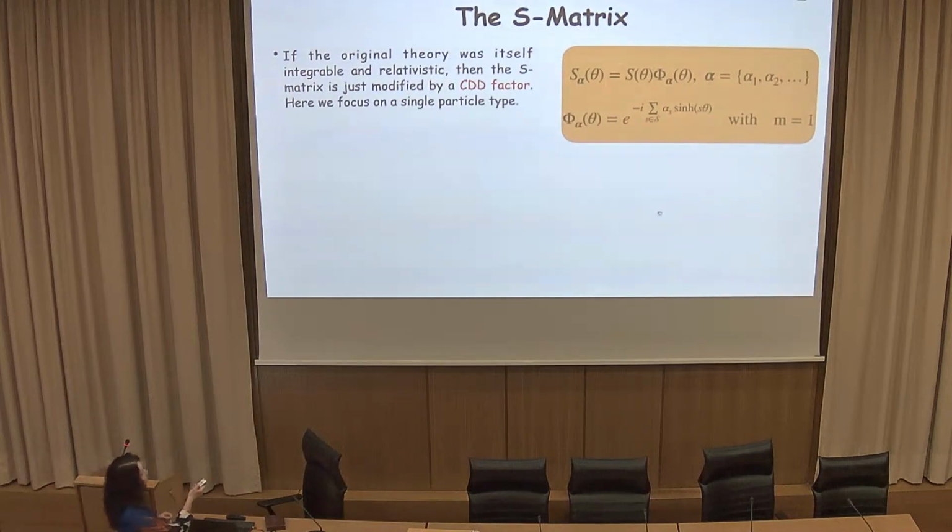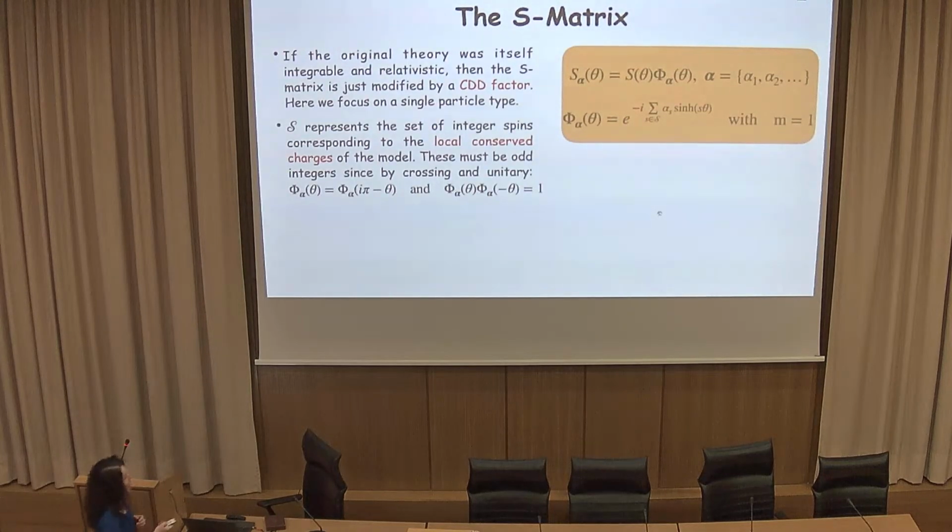So if this is your original S matrix, and now you perturb by TT-bar, you get a new S matrix, which now depends on some new parameters alpha, and this is the factor. This is the CDD factor. And if you only have one term in the sum, for s = 1, that is what people typically call the TT-bar perturbation. But you can have others with other values of s in there, and this is called generalized TT-bar perturbations, the higher-spin versions of TT-bar.